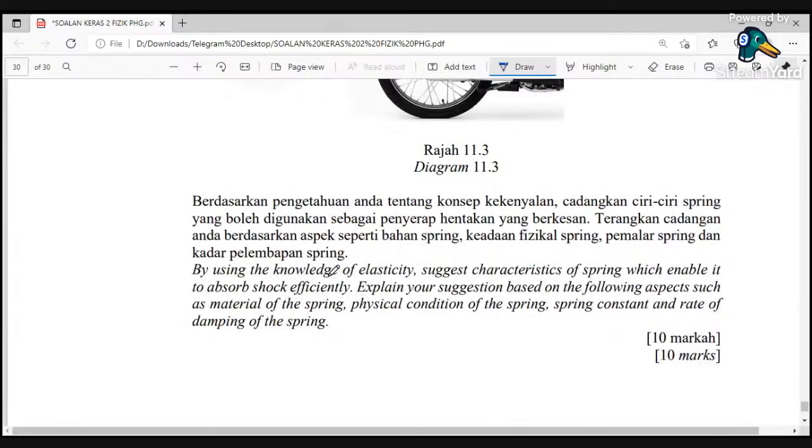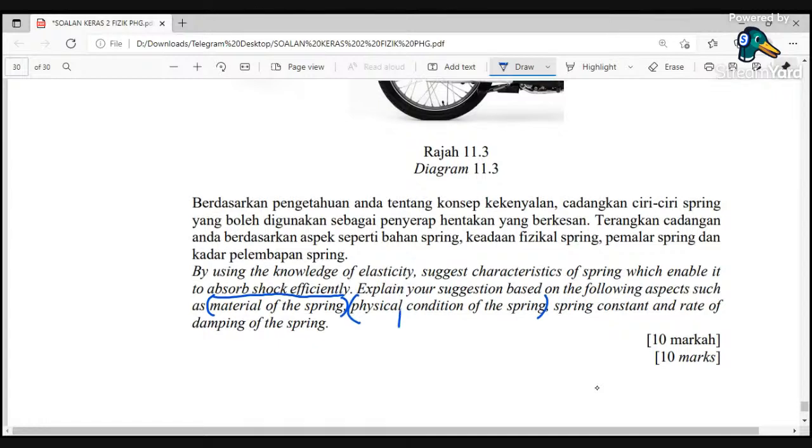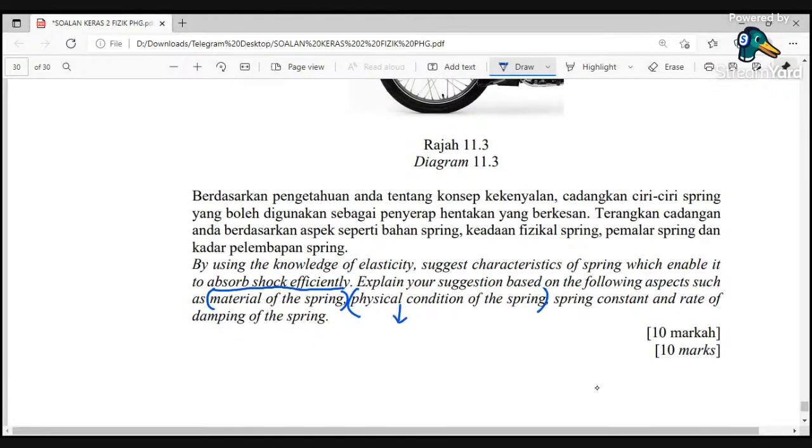Okay, by using knowledge of elasticity, suggest a characteristic that enables it to absorb shock efficiently. Explain your suggestion based on the following aspects such as material and physical condition of the spring. When we talk about physical condition, it refers to what you observe when you look at the spring. It's about its length, diameter, arrangement, the thickness of wire used to produce a spring. Okay, that one is physical condition. Spring constant K, rate of damping.